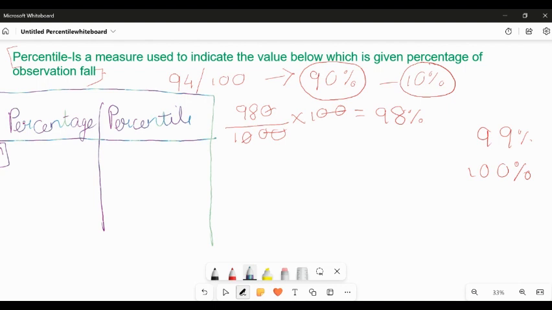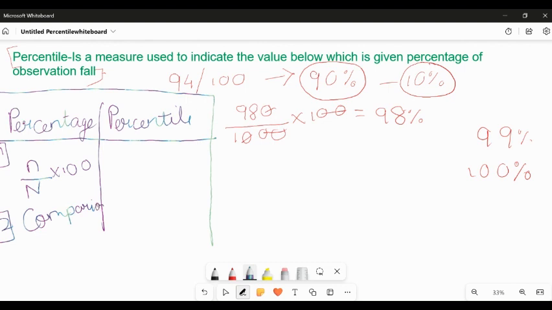For that purpose I'm using these marks. The marks that you have taken divided by total marks, into 100. It means that no comparison has been done with other persons.